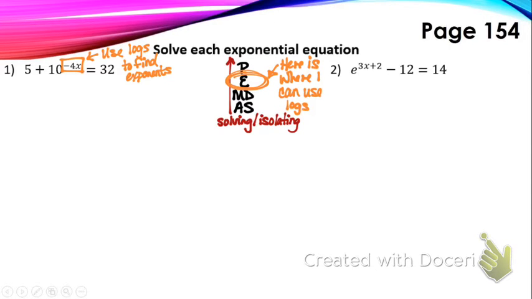and nowhere before there. So I need to identify my base, the thing with a power on it. On number 1, what is the thing with a power on it? 10. This is my base. This is what I have to isolate.